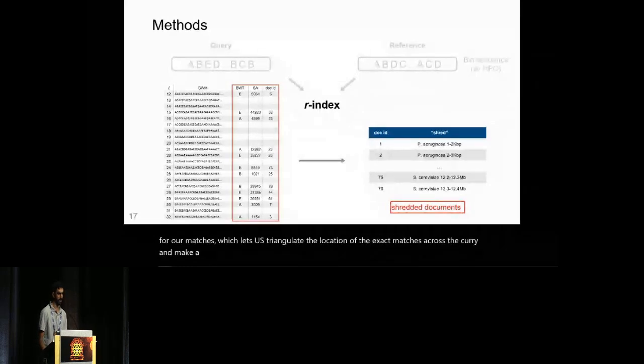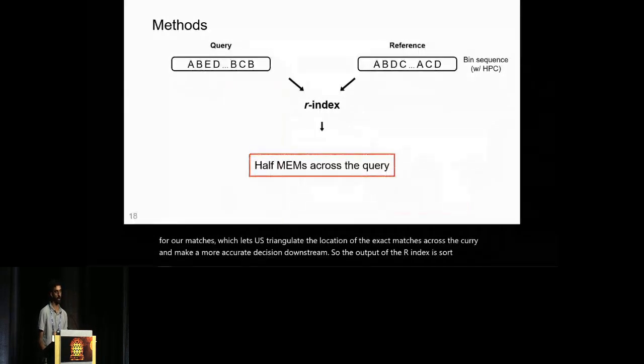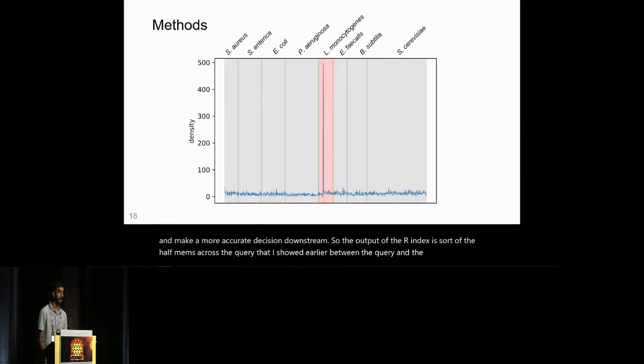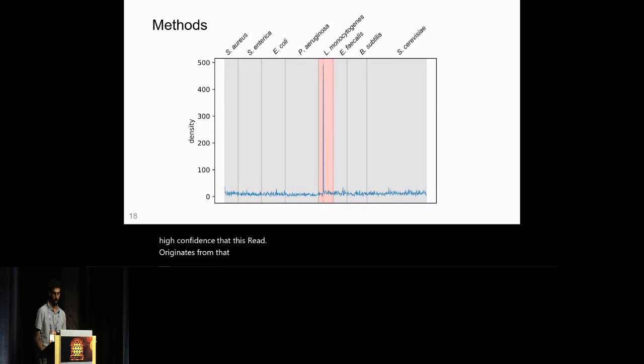So the output of the R-index is the half MEMs across the query that I showed earlier between the query and the reference. And so using this location information, we can tie it together and see that the matches all cluster around one specific region, in this case in Listeria. And so we can make a decision with high confidence that this read originates from that region in that reference.